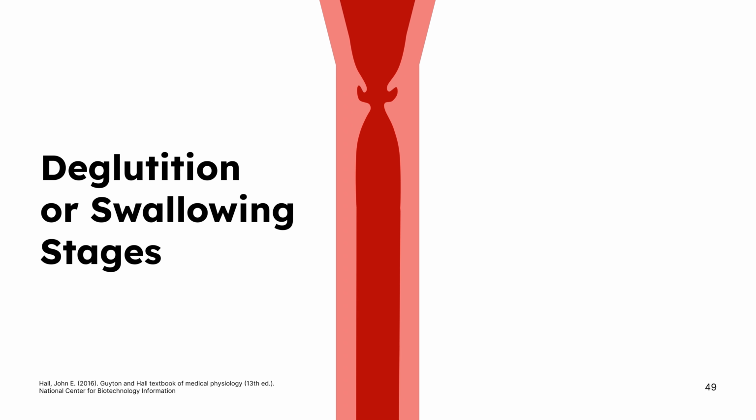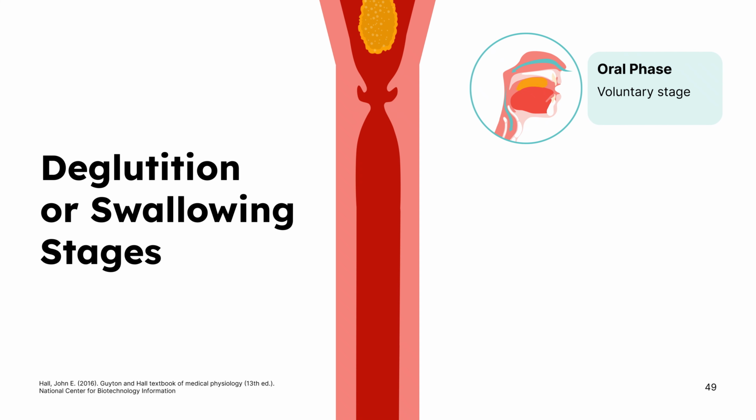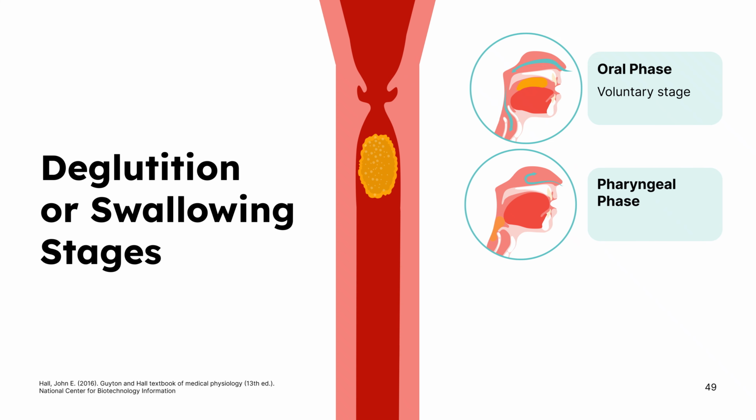Deglutition, or swallowing, is a coordinated process that safely transports food from the mouth to the stomach in 3 stages. The oral phase is voluntary. During this phase, the food is formed into the bolus and pushed to the back of the throat, consciously choosing when to swallow. Next is the pharyngeal phase, which is involuntary.